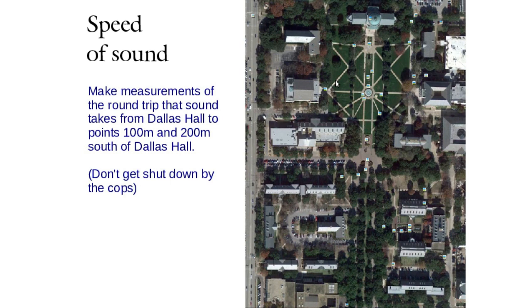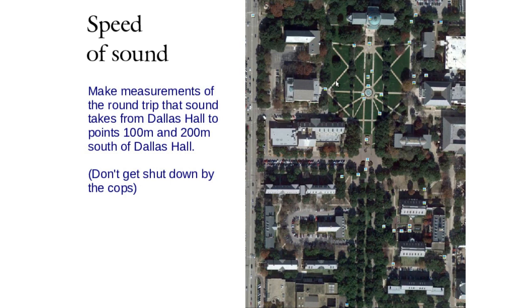Sound, on the other hand, travels at about 300 meters a second, as opposed to light, which travels extraordinarily much faster. So you can actually go to the steps of Dallas Hall, and Professor Fred Olness has marked out the distance to the flagpole and to a point further down the boulevard here. And he knows that this is almost exactly 100 meters, and then you can go another 100 meters down this way.